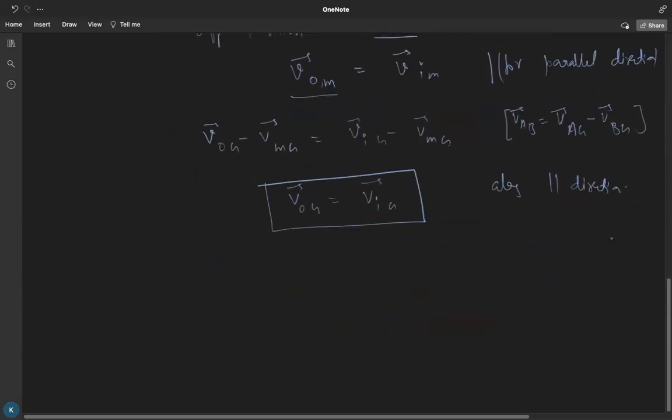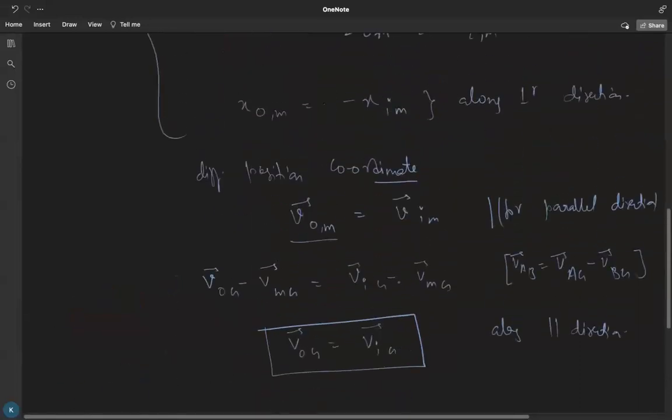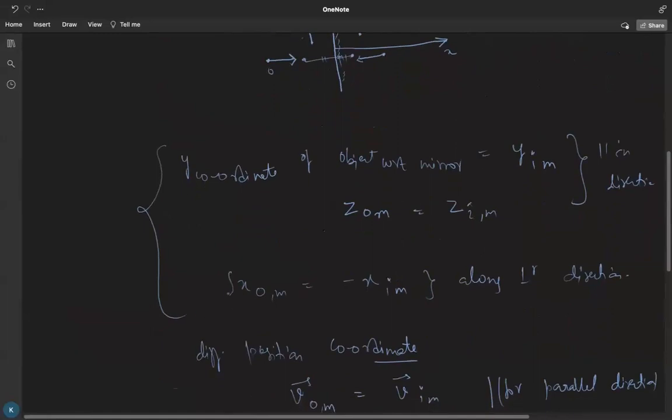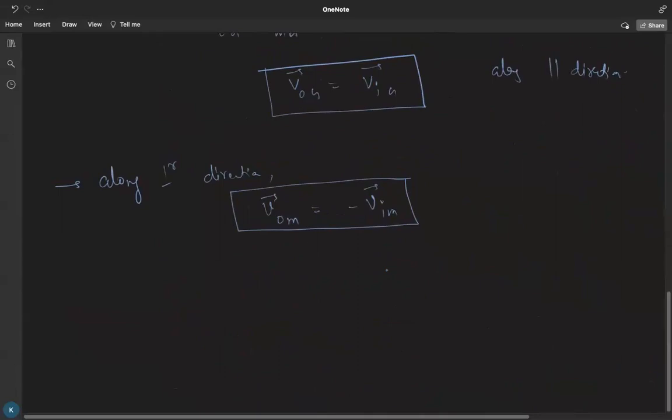Now, let's talk about the perpendicular direction. Along the perpendicular direction, the velocity of the object with respect to the mirror is equal to minus the velocity of the image with respect to the mirror. Why am I saying so? Because I just have to differentiate x1, which is the position perpendicular to the mirror, right? So we get the velocity of the object with respect to the mirror equal to minus the velocity of the image with respect to the mirror.